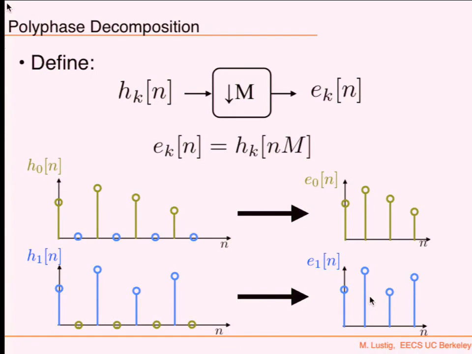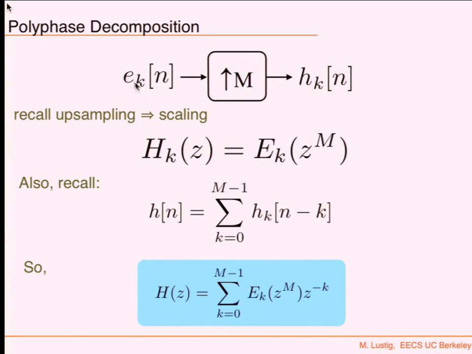Okay, so now it's getting interesting. I can get from E sub k to h of k by upsampling by a factor of m. Also, I want you to recall that upsampling is in fact scaling of the frequency response. So if I upsample in the time domain, in the frequency domain it's going to look like capital E sub k of z to the power of m. That will be equivalent to h sub k of z. So each one of these individual part filters, I can express as the e's that are expanded, or scaled.